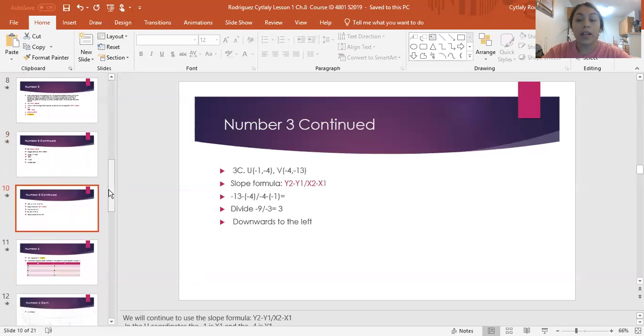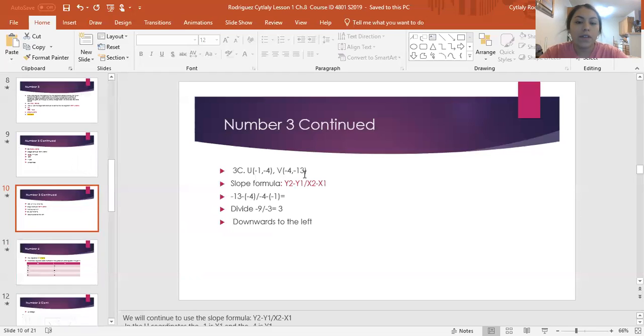So for number 3, 3C, here are coordinates, continuing the same thing. The coordinates are negative 1, negative 4, B, negative 4, negative 13. We're using the same slope formula, y2 minus y1 divided by x2 minus x1. So we're just plugging in.